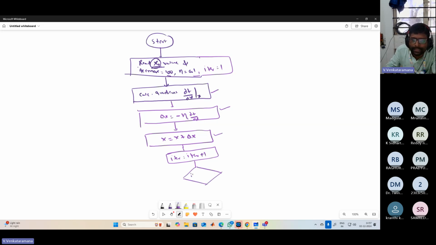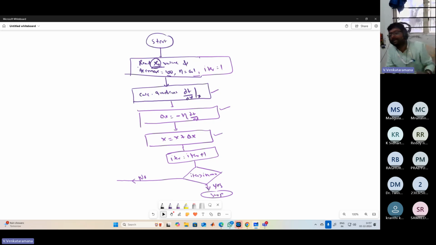Whether your current iteration value is greater than iter max or not. That means we are changing the algorithm: you have to run the algorithm for 100 epochs, or you are running the algorithm for 200 epochs. Whether you are reaching the 100 epochs. If iter max is equal to 100 and the iter value is also equal to 100, crossing the 100 value, then what do you have to do? Simply stop your algorithm, and whatever x value you are getting, that is your final x value. If it is no, that means your current iteration value is not 100, it is less than 100. If yes, that means the current iteration reaches the 100 iterations.